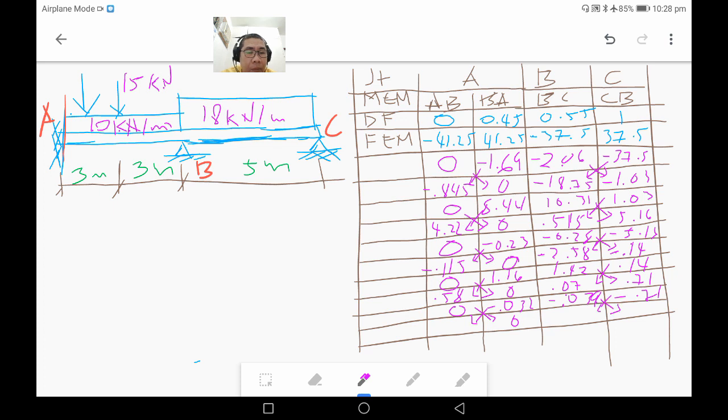Hindi pa tapos, no? So, 0.32, 0.016. Then, 0.71, negative 0.355. Negative 355 and kalahati ng 39. So, this is 39, no? This is 0.39. 0.39.